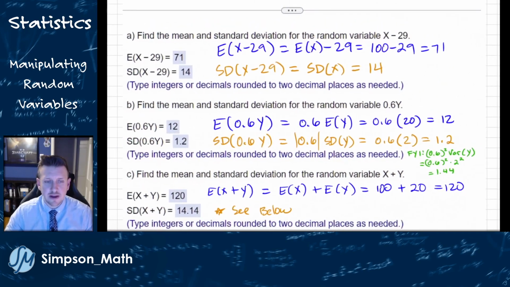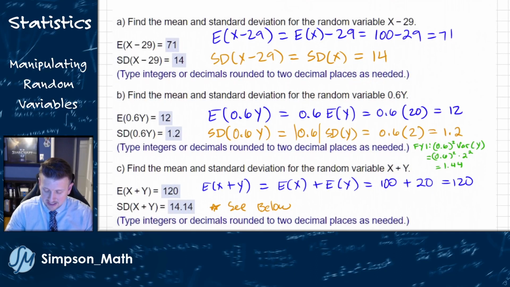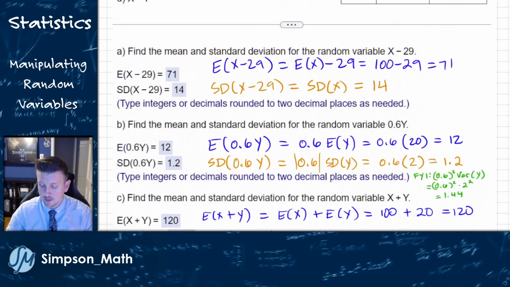All right, what if I'm adding x plus y? Well, we have a property that says the expected value of x plus y, the expected value of the sums, is equal to the sum of the expected values. So we have the expected value of x plus the expected value of y. I know what those are. We can add them up and get 120.